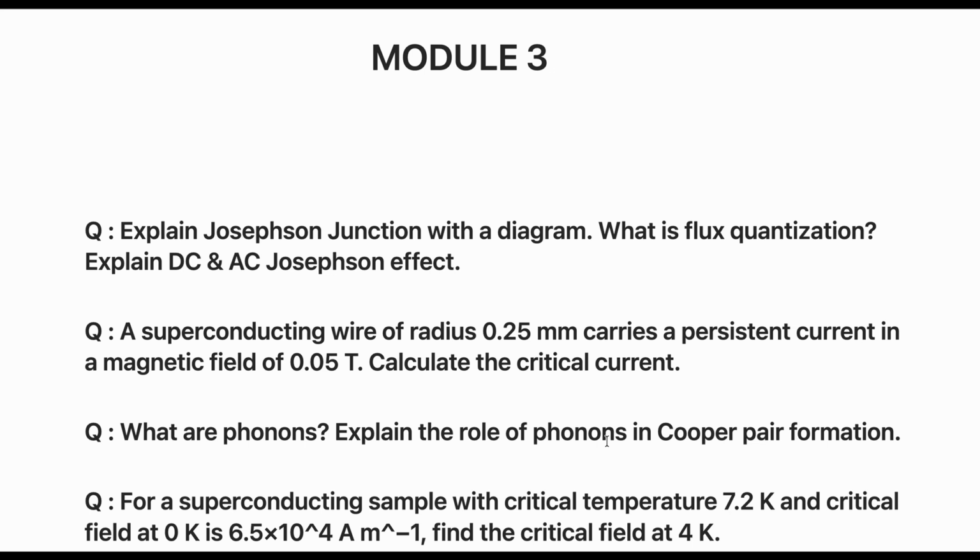Now move to our second question, which is: a superconducting wire of radius 0.25 mm carries a persistent current in a magnetic field of 0.05 Tesla. Calculate the critical current.